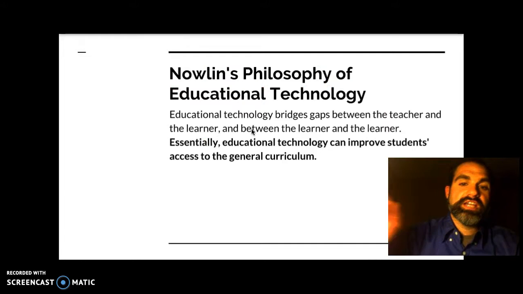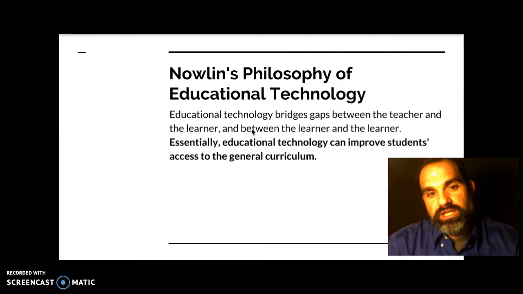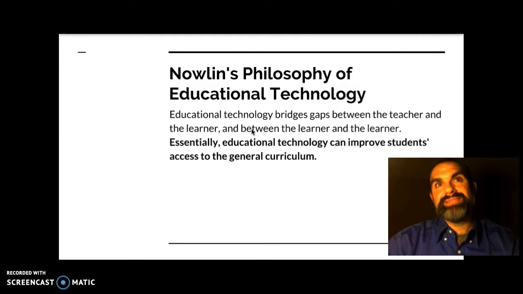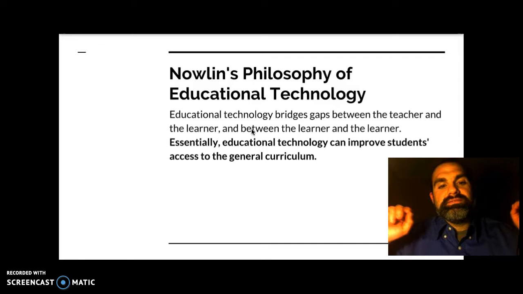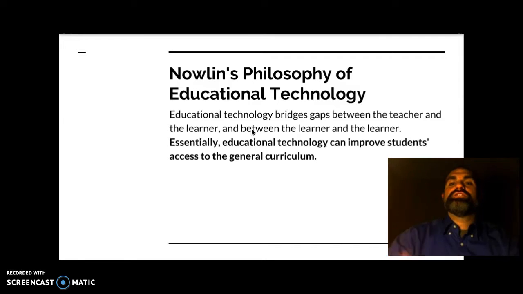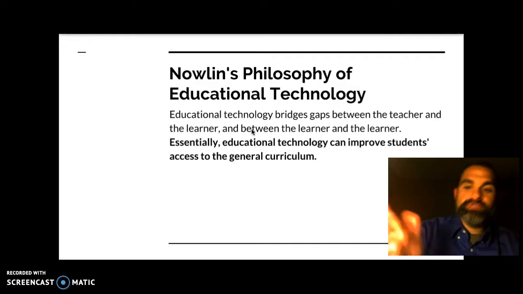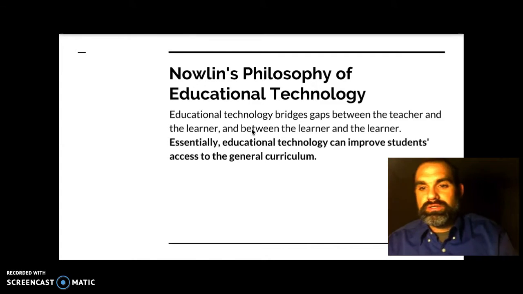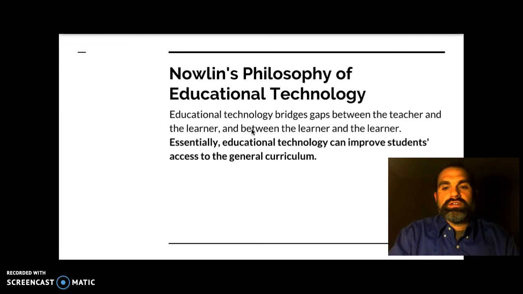So educational technology bridges gaps between the teacher and the learner, and the learner and the learner. Let me say that again. Educational technology bridges the gaps between the teacher and the student, the learner, and the learner and other learners. There are reasons for this, okay? So I will essentially sum this up this way.